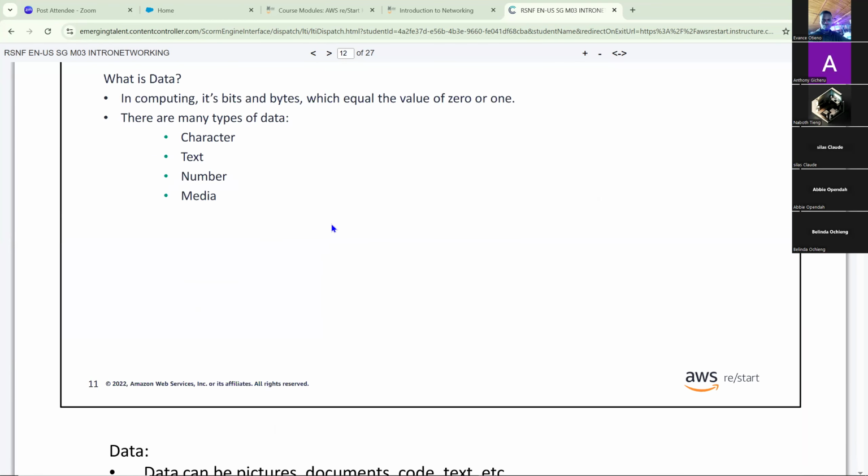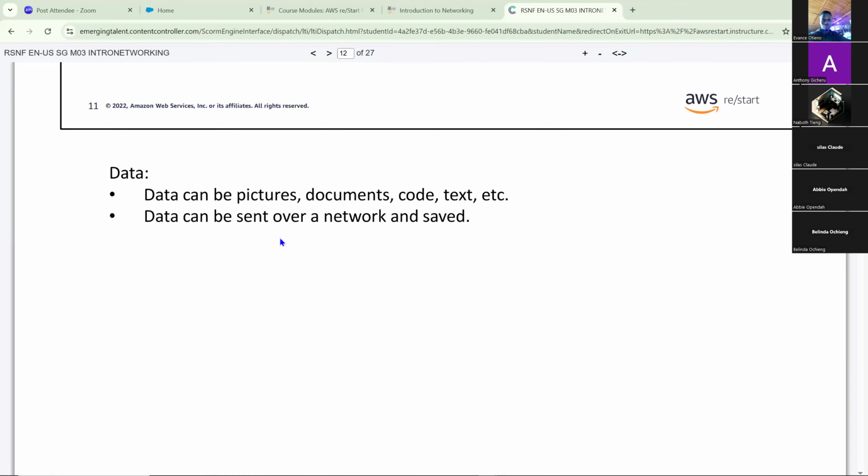So what is data? In computing, it is bits and bytes, which equal to the value of 0 or 1. You know, computer language, computer understands 0 and 1, zeros and ones. There are many types of data. So data can be presented in many different types and shapes. So we have character, we have text, we have number, and we have media.